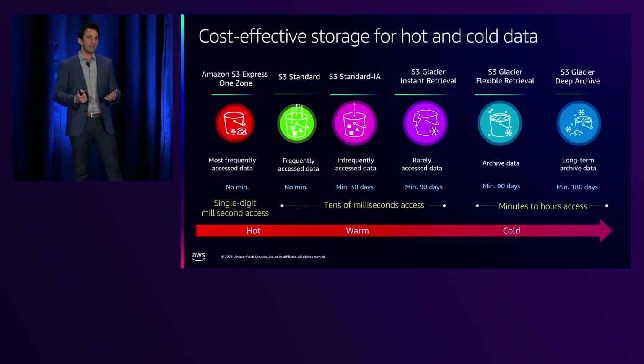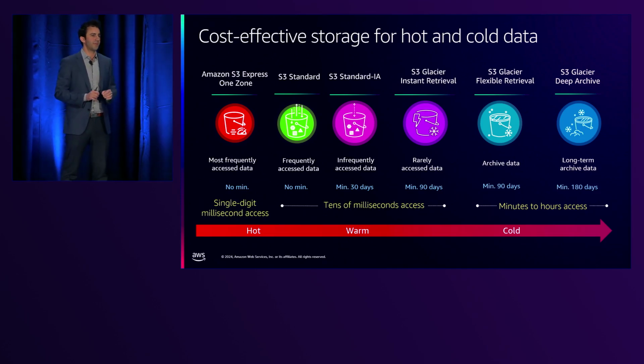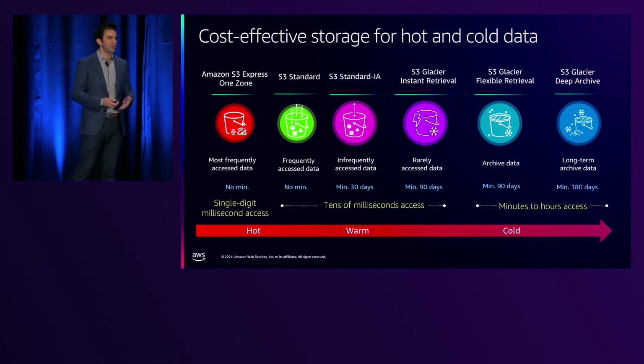S3 Intelligent Tiering allows you to efficiently store your data across that spectrum from S3 Standard down to Glacier Deep Archive. And in a generative AI context, we found that data tiering is particularly important when you're building your workloads on existing foundation models. A couple of examples of why this is so important and how to think about this for the different approaches we've talked about so far.